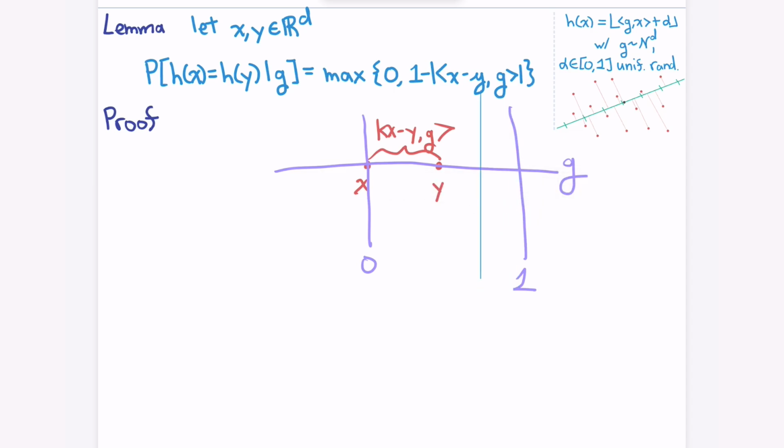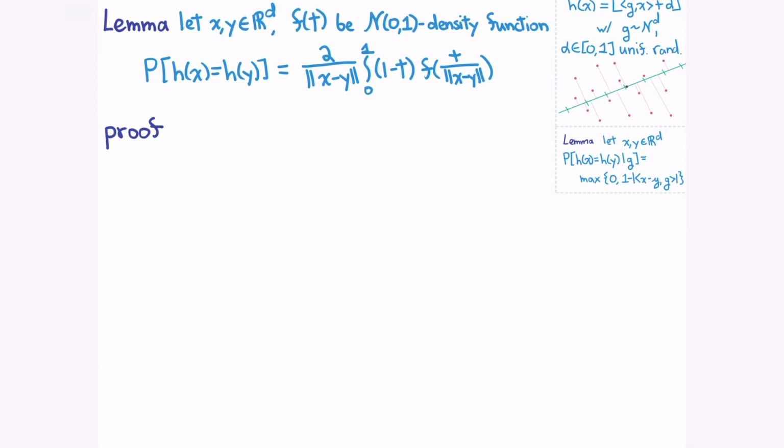So that brings us to our next lemma, which is what we really want. What is the probability that x and y are going to hash to the same bucket? This lemma says that if I let f be the density function of the Gaussian distribution, so that's something like f of t is 1 over square root 2 pi e to the negative t squared over 2, this kind of thing.